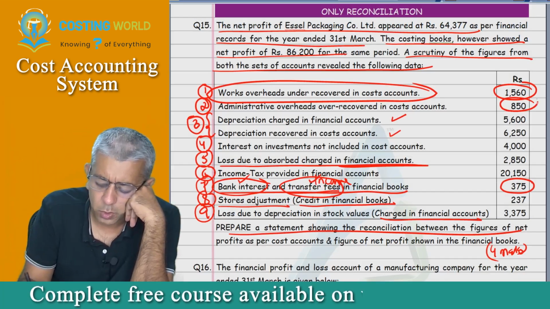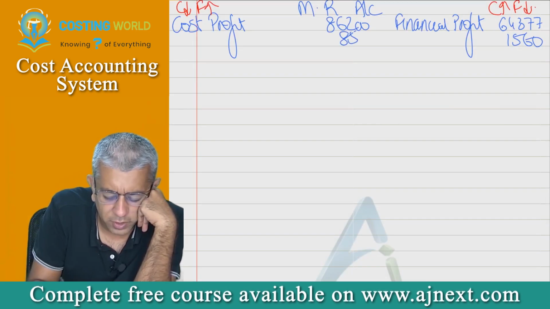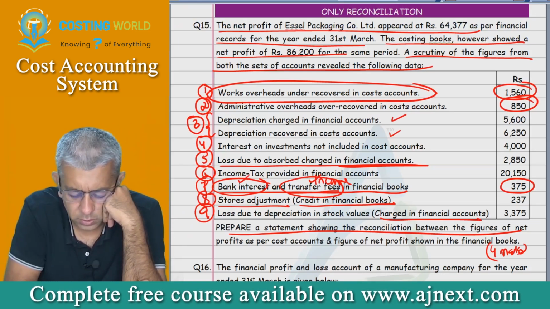So common sense, your over recovery will be coming on the other side, 850. Finish out these two transactions, please.